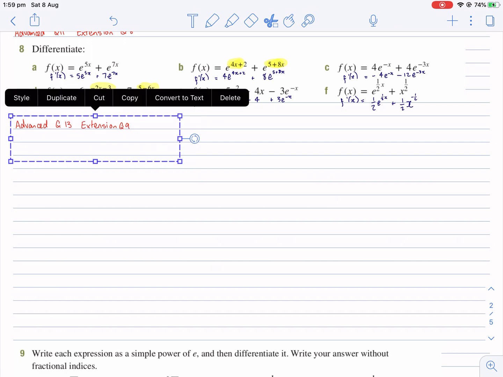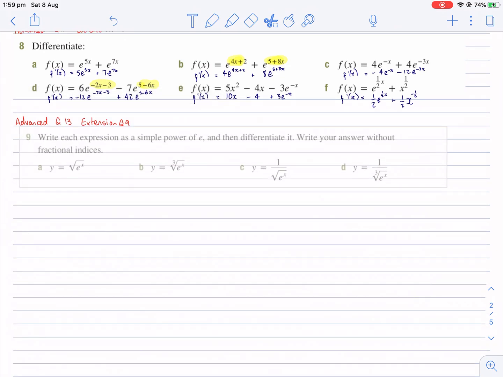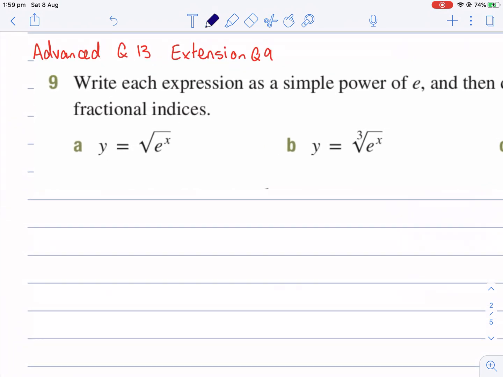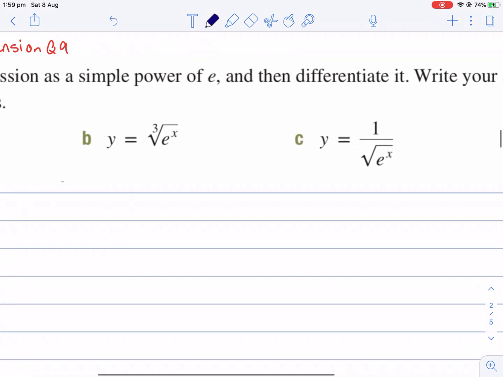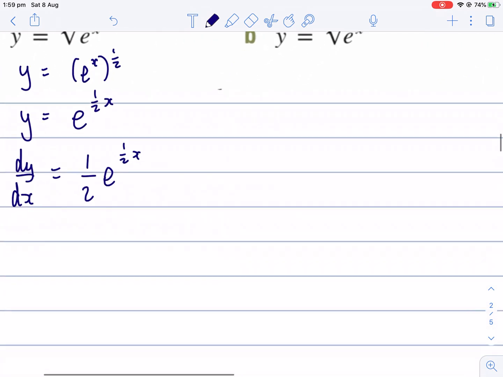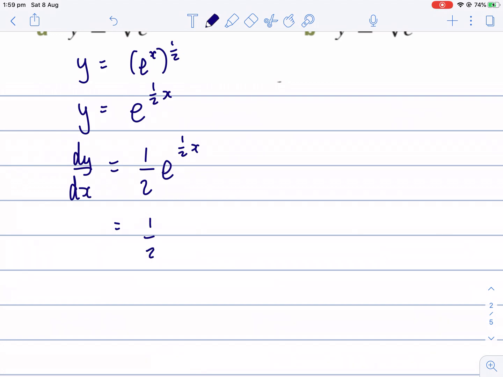No. Okay. This is advanced question 13. If you're after question 12, it's below. Write each one as a simple power of e. So if it's e to the square root of x, we've got e to the x to the half, which means e to the half x, and then differentiate it, which means the derivative is half e to the half x. Write your answer without fractional indices, so it's half root e to the x, so it's e to the root e to the x on 2.